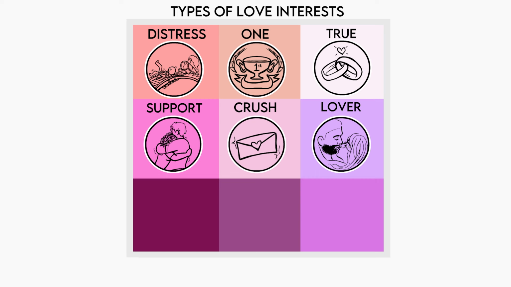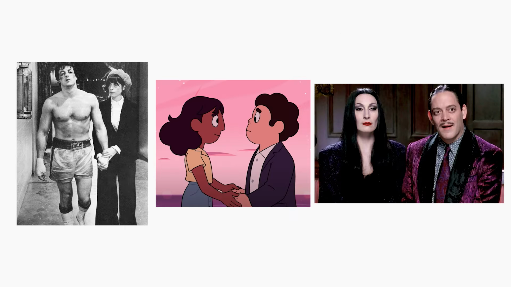Both still come from a place that values what the hero is feeling, rather than something the support needs from them. However, if we're not careful, this partnership may become one-sided, and the support may end up bearing the weight of the hero's pain and their own. Examples include Rocky and Adrian, Steven and Connie, and Gomez and Morticia.